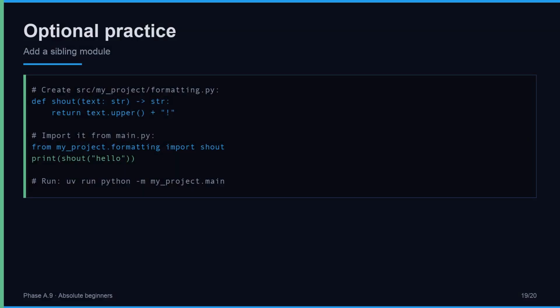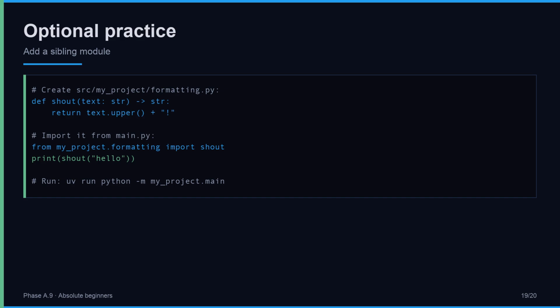If you want a quick practice, add a new module called formatting inside your package with a shout function. Then import it from main using the full dotted path and print the result of calling shout with hello. Run the program with python -m myproject.main from the project root. You should see hello with an exclamation mark. One package, two modules, one clean import.